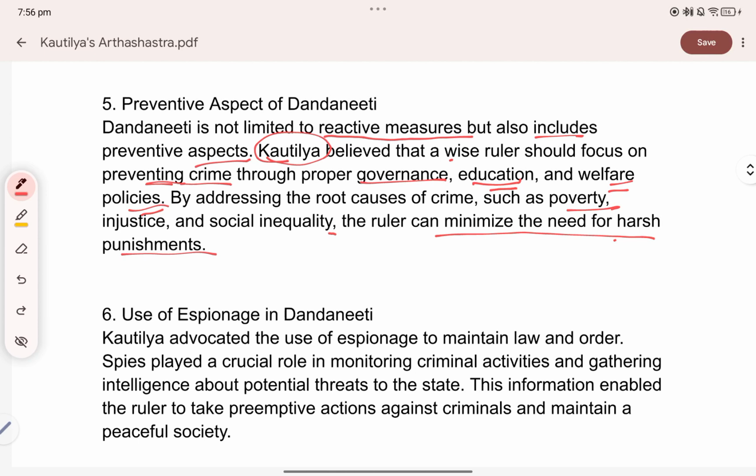Okay. So coming to the next point, use of espionage in Dandaniti. Kautilya advocated the use of espionage to maintain law and order. Espionage basically comes from the word spy. So he made sure that the spies were watching criminal activities, monitoring secretly, looking at the empire secretly with a secret eye, and gathering intelligence or information about potential threats to the state. Okay, right? This information enabled the ruler to take preventive, that is, pre-emptive actions against criminals and maintain a peaceful society, right?